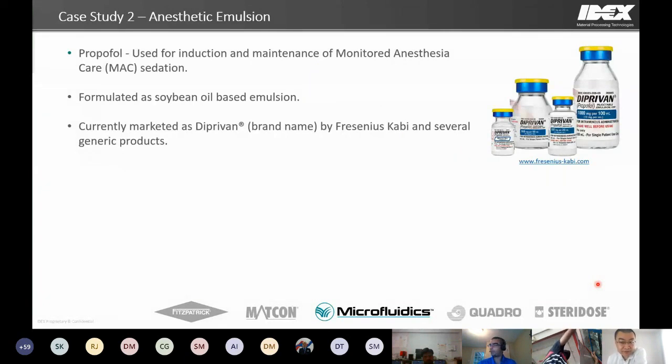The second, hey, Young, real quick. Yep. We just got a good question in the chat window. How does initial particle size of the emulsion, so the before-processing material, impact the number of passes and the processing pressure? That's actually a good question.